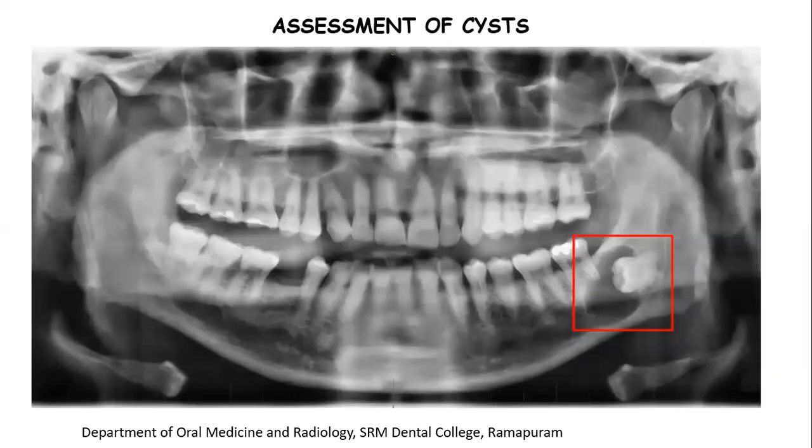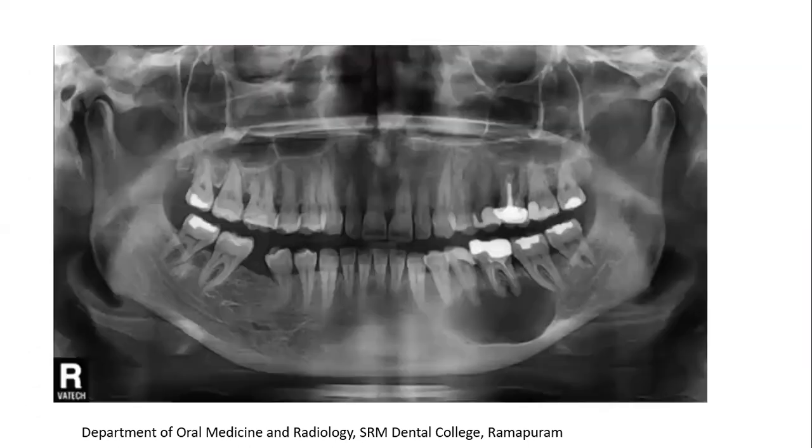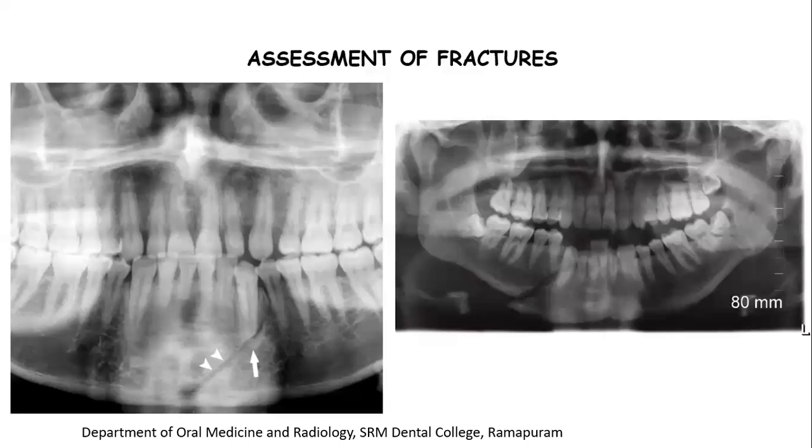It is also used in assessment of cystic lesions. As you can see here, there is a case of dentigerous cyst involving 3-8, along with the resorption of the distal root of 3-7. OPGs are also used for visualizing certain other cystic lesions. This is a case of a radicular cyst. There is a root canal treated 3-6, so it is always associated with a non-vital tooth.